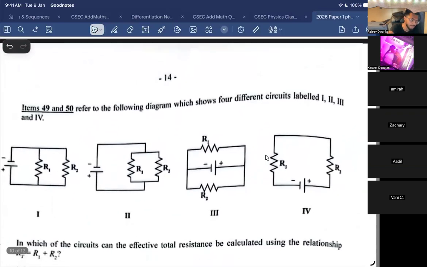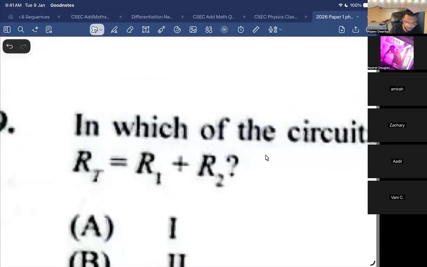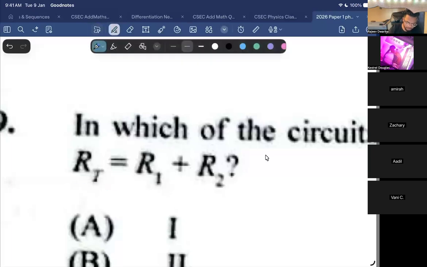Amira, give it a read. Items 49 and 50 refer to the following diagram, which shows 4 different circuits labeled 1, 2, 3, and 4. In which of the circuits can the effective total resistance be calculated using the relationship RT equals R1 plus R2? All right, so they're saying RT is equal to R1 plus R2. What kind of circuit does this suggest, guys?